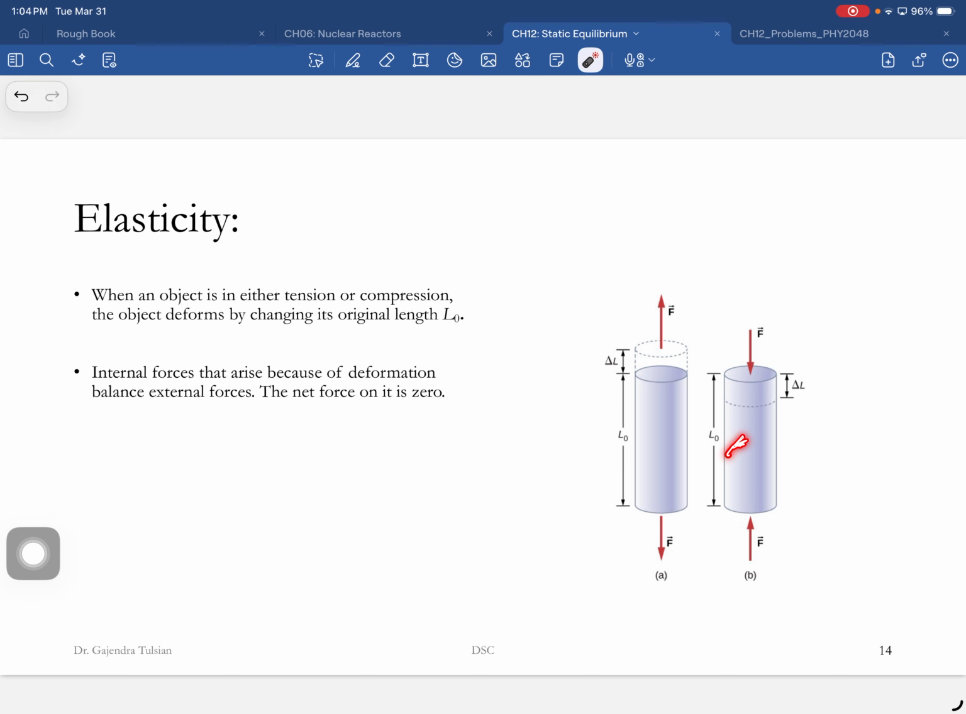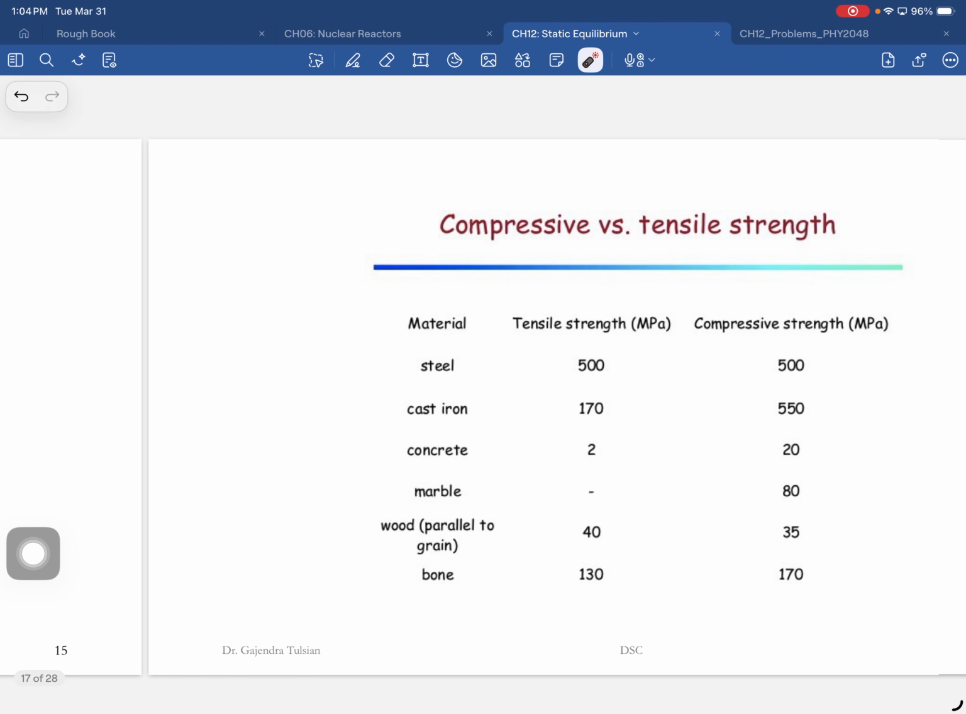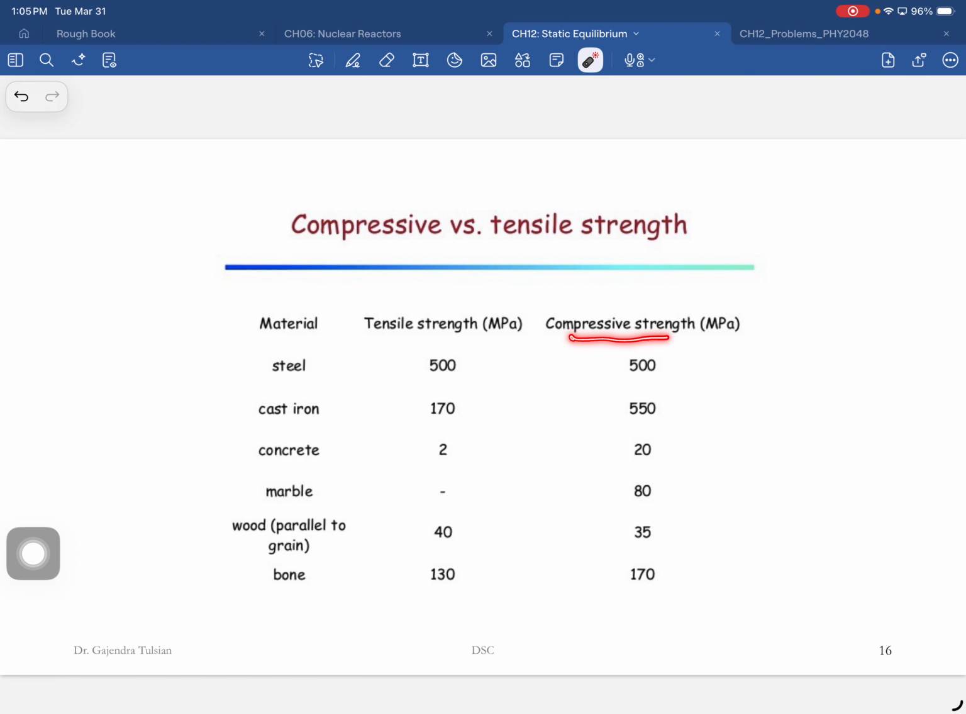It turns out that concrete is 10 times stronger under compressive forces than tensile forces. Okay, so compressive strength, the strength just means what is the maximum force that can break it. So for concrete, look at that. It's 10 times stronger than tensile strength.